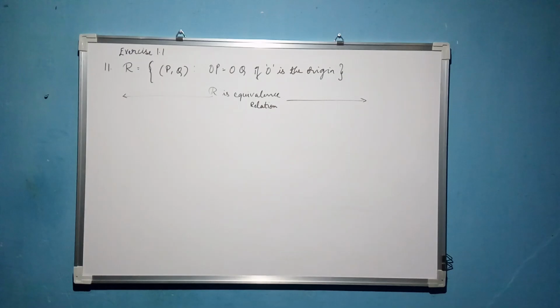Now we have the 11th question of exercise 1.1. The first part is to prove that R is an equivalence relation. That we know already, so I'm going to skip that step. The second part says we need to show that the set of all the points related to the point P is a circle passing through the point P in which the origin is the center.